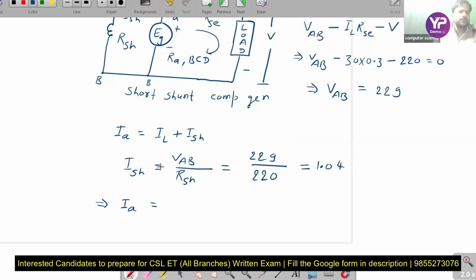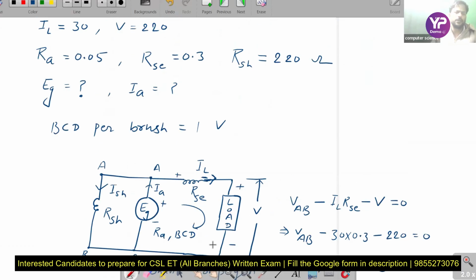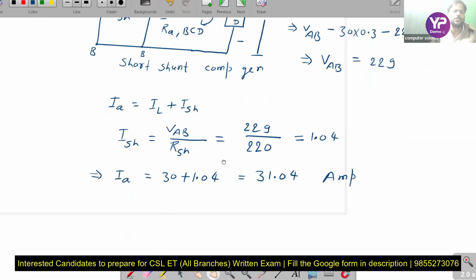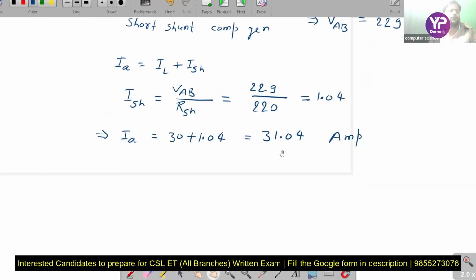Now IA, here we found the value of ISH. So IA equal to IL plus ISH. IL is 30 and ISH is 1.04. So IA is 31.04 ampere. In this question, the first part is the value of the armature current. So for this question, the armature current is 31.04.